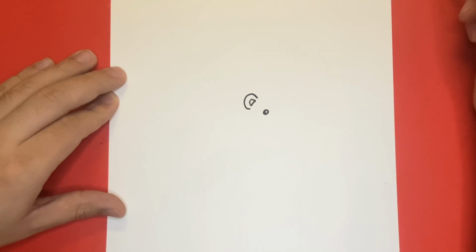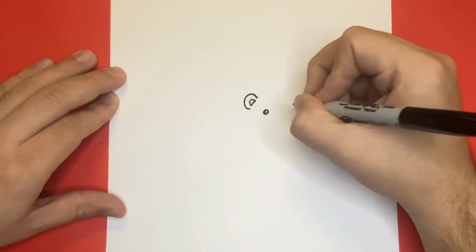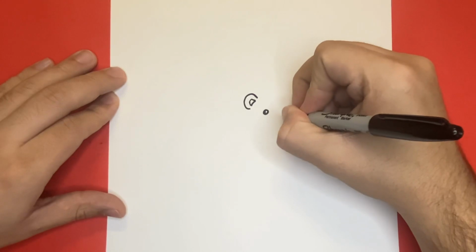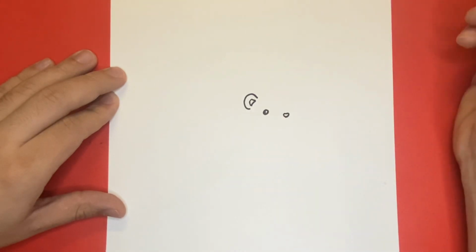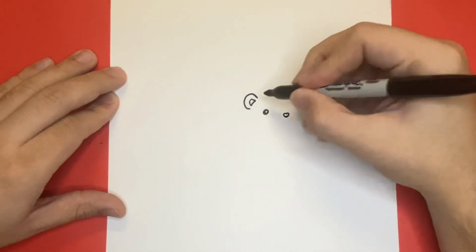Next, let's go ahead and draw the nose to the right of the eye. We can draw the nose by making a small circular shape. We will want to connect the ear to the nose by drawing a long squiggle line going down from left to right.